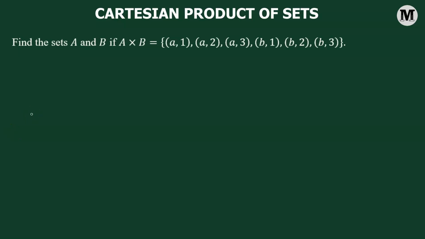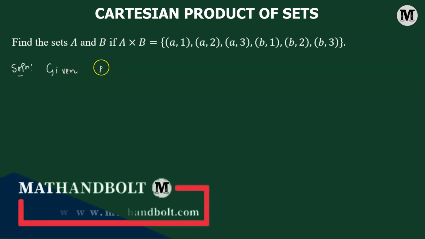Find the sets A and B if the Cartesian product of A and B is given to us. Okay, let us begin. So here we are provided with the Cartesian product of the set A and B.